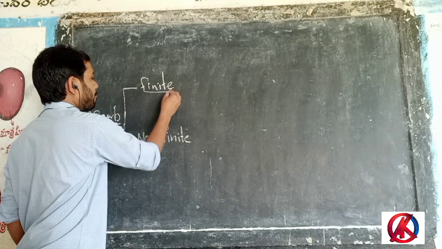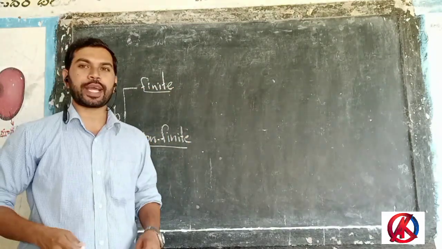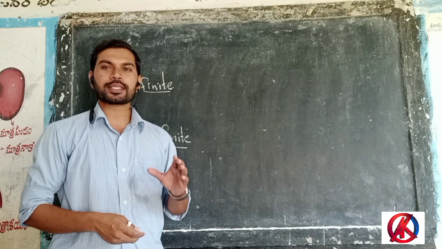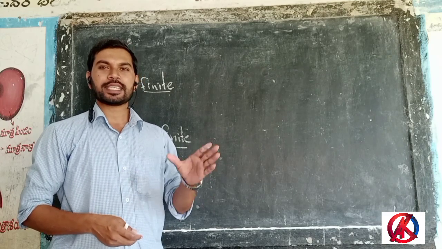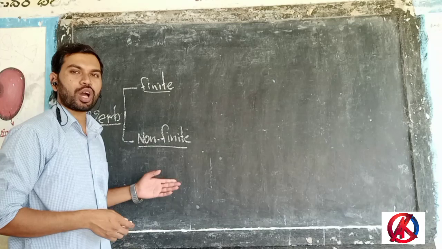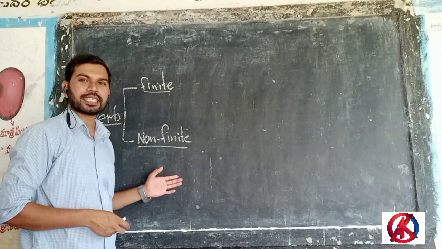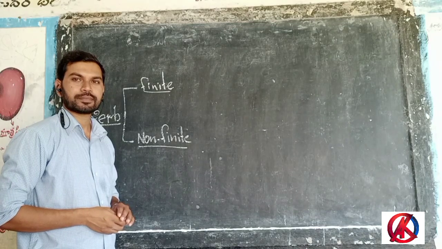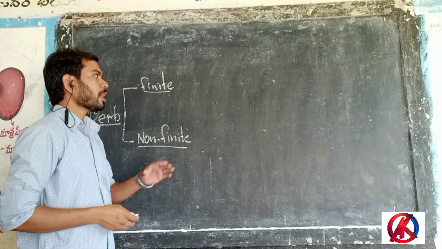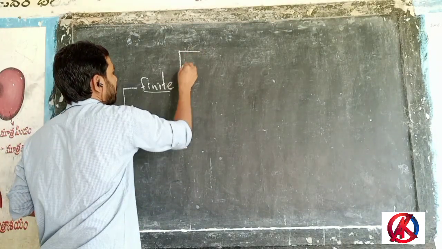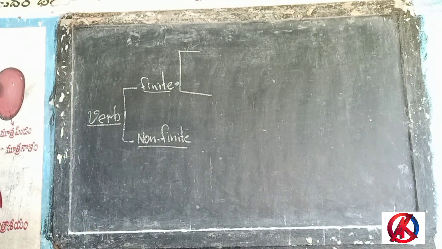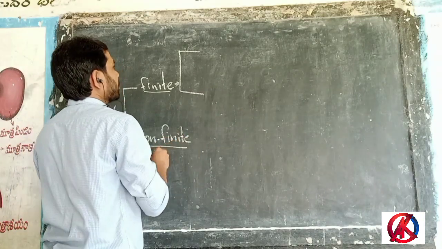Now, what is finite verb and what is non-finite verb? Finite verb changes according to subject, verb and tense, whereas non-finite verb acts as a noun, adverb and adjective. Now the finite verb is again further divided into two types. They are transitive verb and intransitive verb.